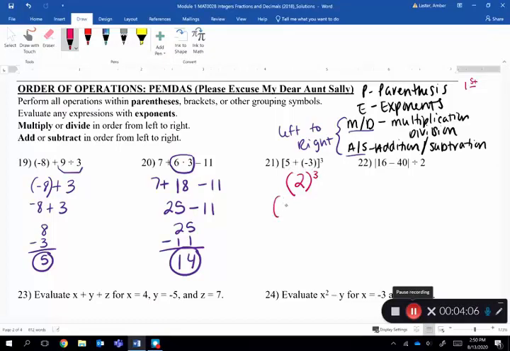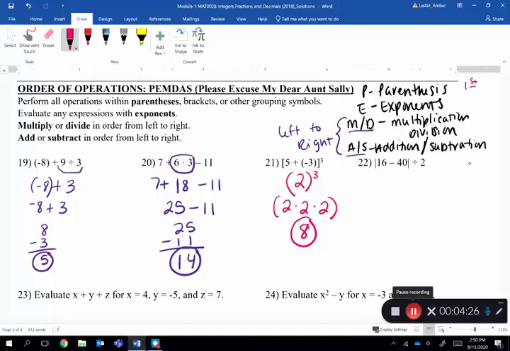And remember that an exponent means times itself. So 2 times 2 times 2, 2 times itself 3 times. 2 times 2 is 4, times 2 is 8. And the last one has absolute value of 16 minus 40 divided by 2.